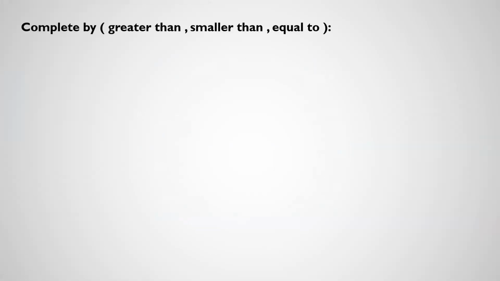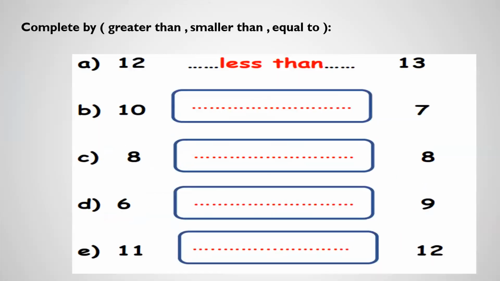Here, complete by greater than, smaller than, or equal to. We are going to write the word. Like the first one here, letter A, 12 is less than 13 because 12 here is the small. So we choose the word small. Smaller than means less than. So we will write the word smaller or the word less. They are the same. What about letter B?